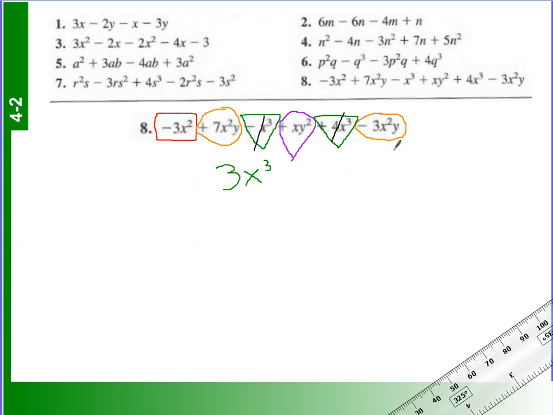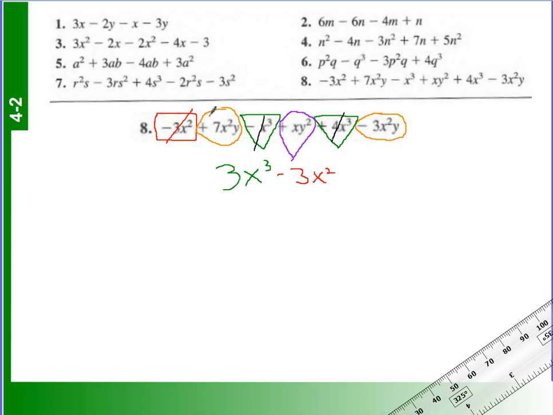So now I can look at the next highest degree of x, which in this case, you know what, let's just go with the plain x. So I'm going to go ahead and put that negative 3x squared here. Taking care of that one.